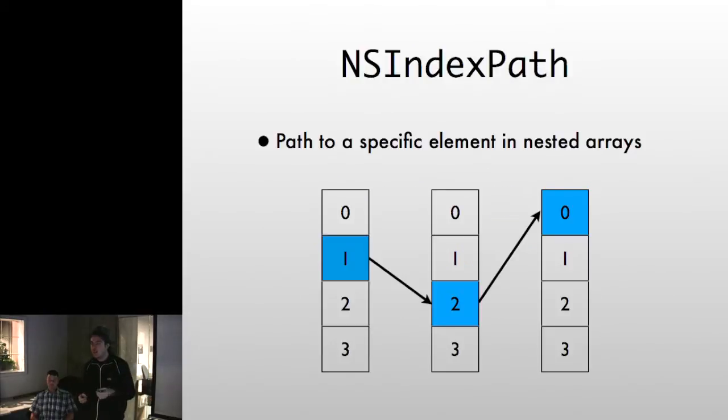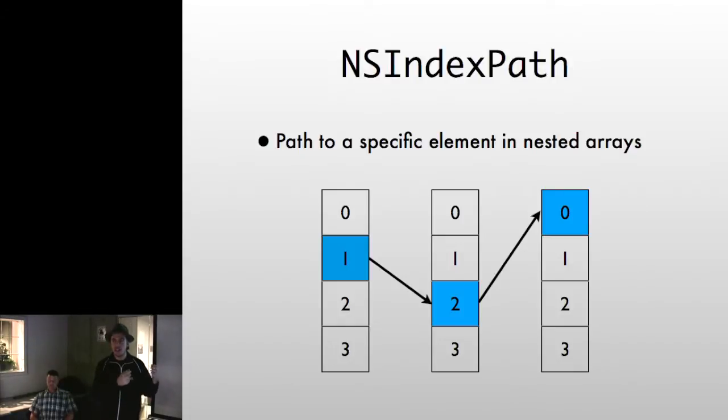So let's talk about what an index path is. An index path has been around long before there were table views, and it was used to index into arrays of arrays of arrays, rather than having to do objectAtIndex, objectAtIndex, objectAtIndex a bunch of times. Given an array, you can give a path of indices. The first index in that path will be the index of the outermost array, and then the innermost array, and then the innermost array. So that way you can really quickly drill down into nested arrays.